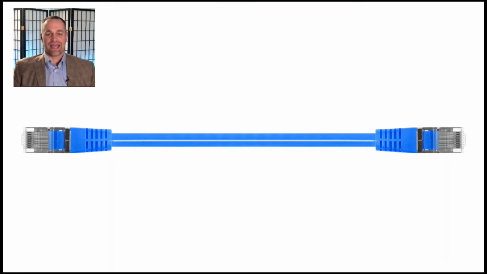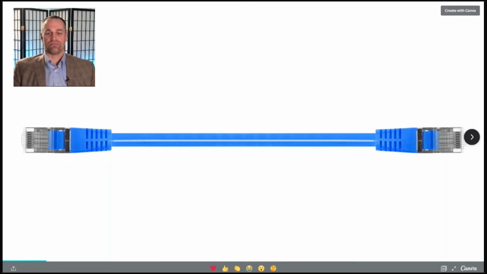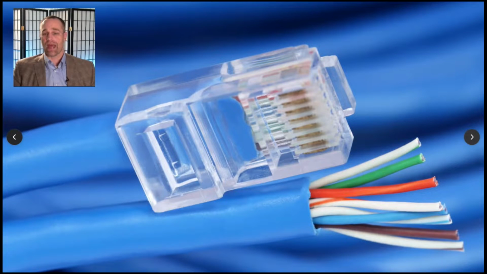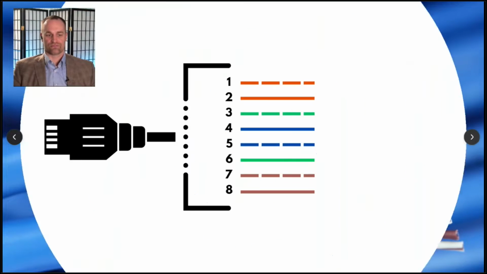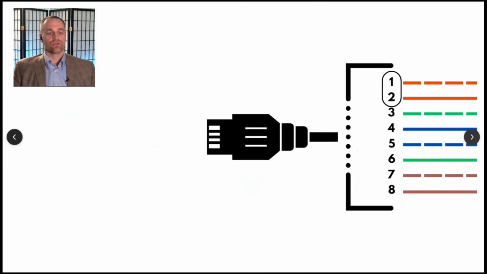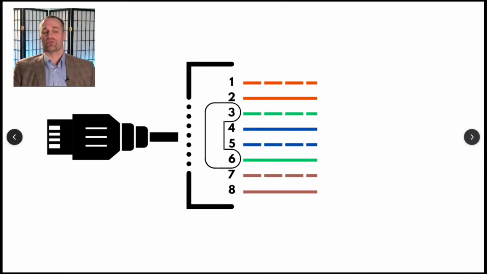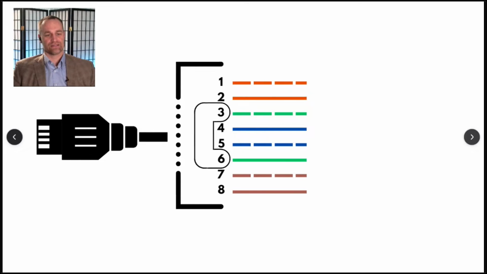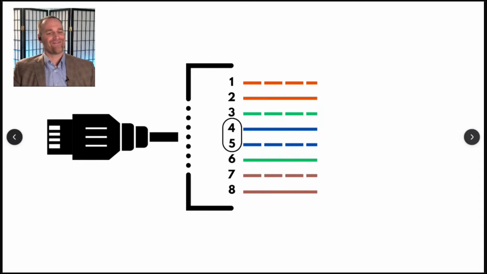An Ethernet cable has 8 wires divided up into 4 pairs of wires. For power purposes, they break down into these pairs: 1 and 2, 3 and 6. Yeah, I don't know why it's not 3 and 4, but just go with me on this. 4 and 5, and 7 and 8.